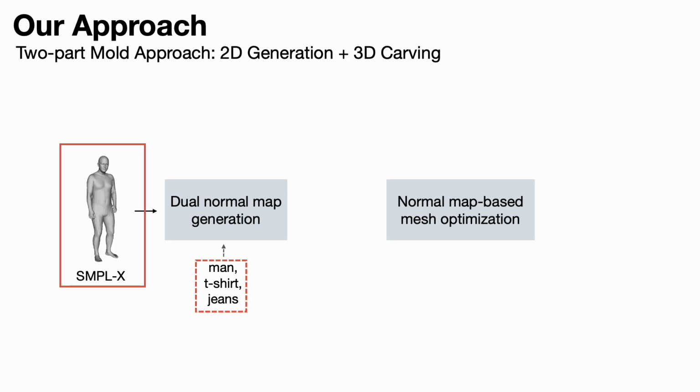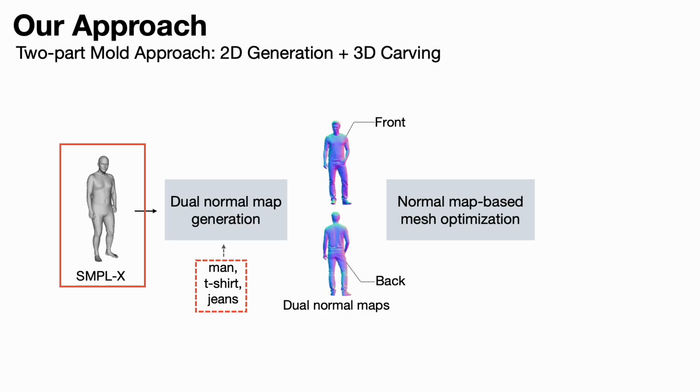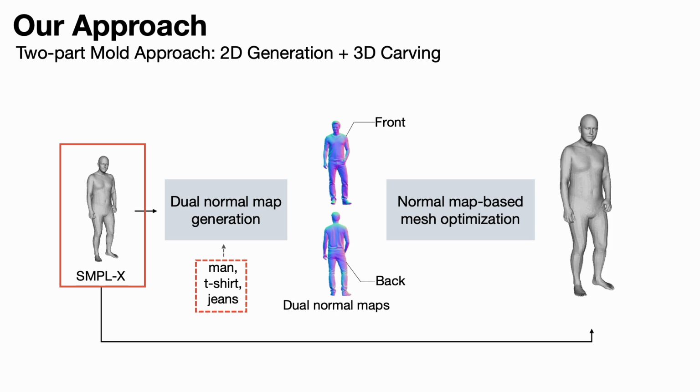In detail, given a simple X parameter and an optional text description, our diffusion model generates detailed normal maps of the frontal and backward regions. Afterward, the normal maps are used to carve the simple X mesh into a clothed, realistic human mesh. This pipeline allows us to leverage the image generation capability of diffusion models towards 3D generation.